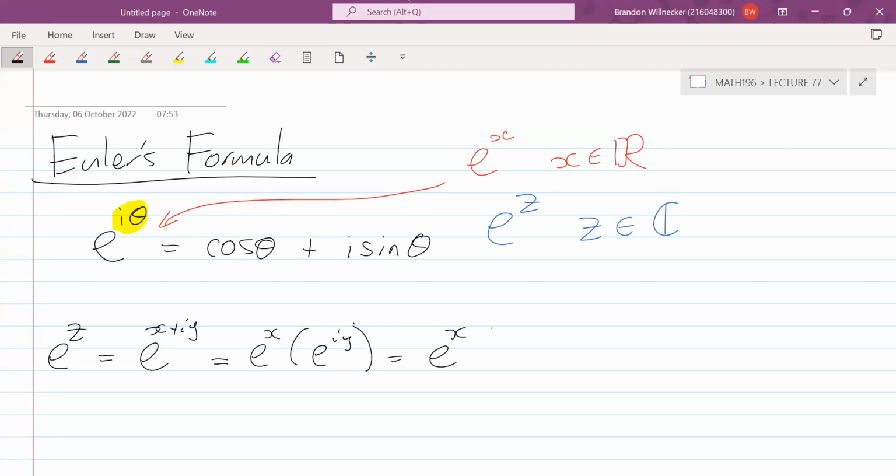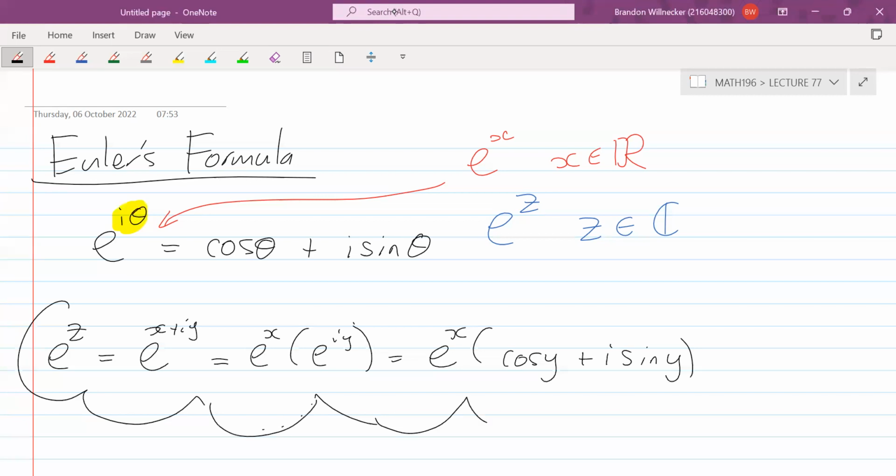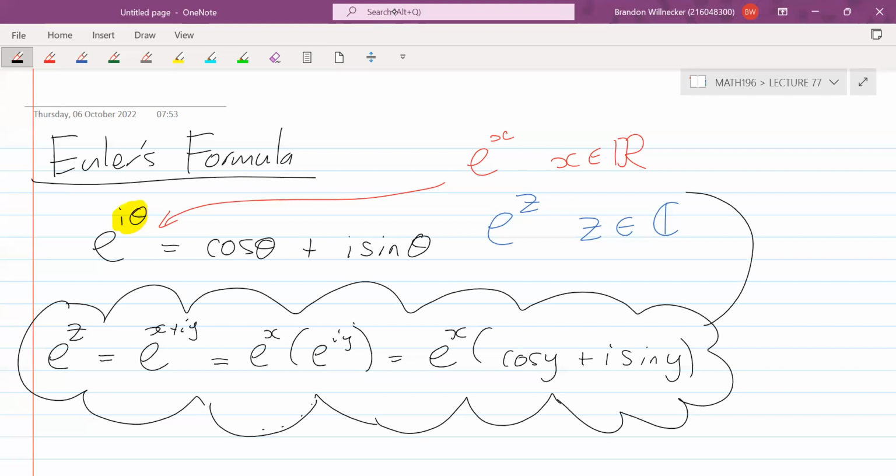That's e to the x, and then this e to the iy, we know how to calculate that now using Euler's formula. That's going to be cos y plus i sin y. So this is just a short introduction to the extension of the complex exponential. We're just going to be dealing with this e to the i theta part, where theta is a real number. Later on we will look at e to the z, where z is any complex number.